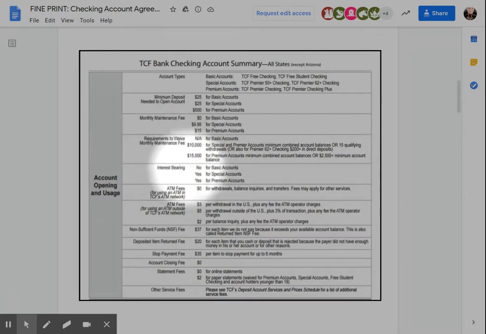Next is interest bearing. Because I'm getting access to the basic account for free, I'm probably not going to make any interest off of this. The other two are interest bearing. I don't know what the interest rates are. Those are always going to vary.